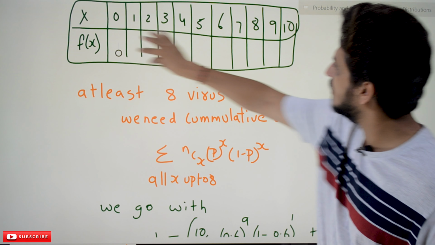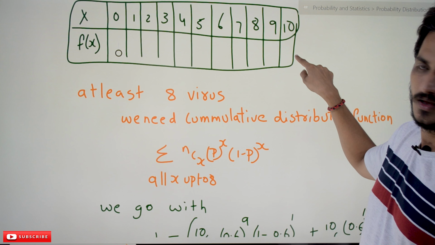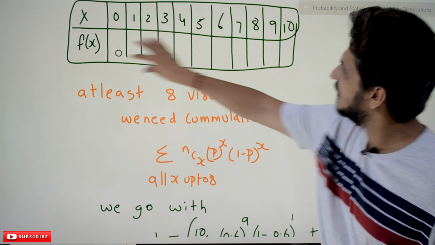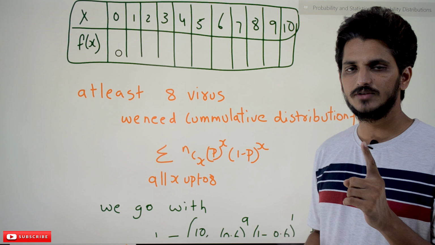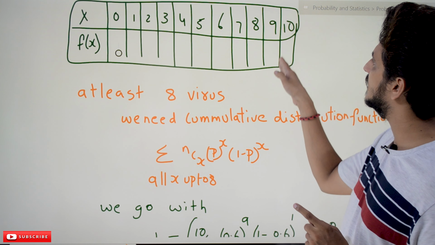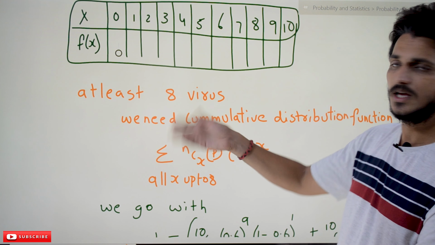Instead of adding all these probabilities, we know the sum of all the probability values is 1. So 1 minus nC9 and nC10 terms gives the same value. We are going with the other way.